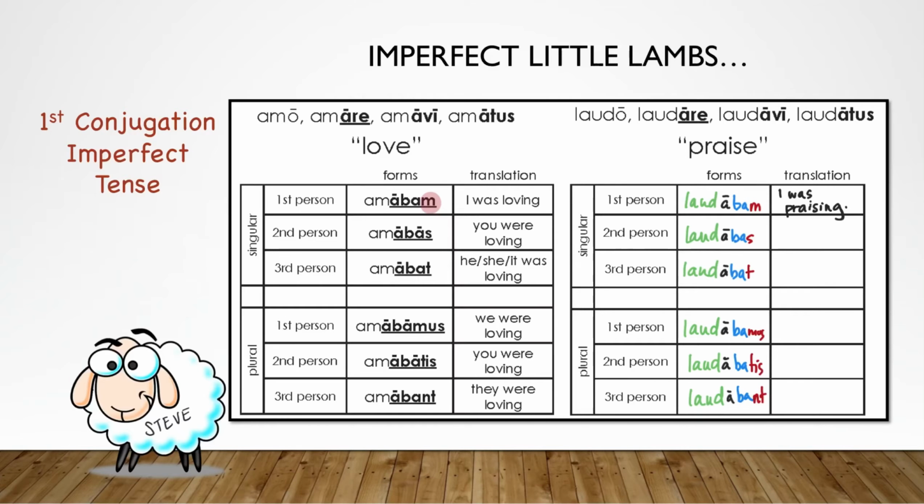For the second person singular, we'll translate you were praising. Third person singular, he, she, it was praising. First person plural, we were praising. Second person plural, you were praising, like you a group. And then third person plural, they were praising. So just make sure to add in that BA to turn it into the imperfect tense, and then also to add in a was or were plus the ing on the action. Good job.